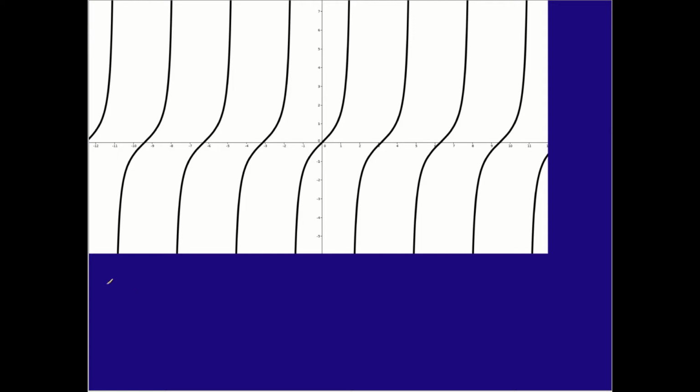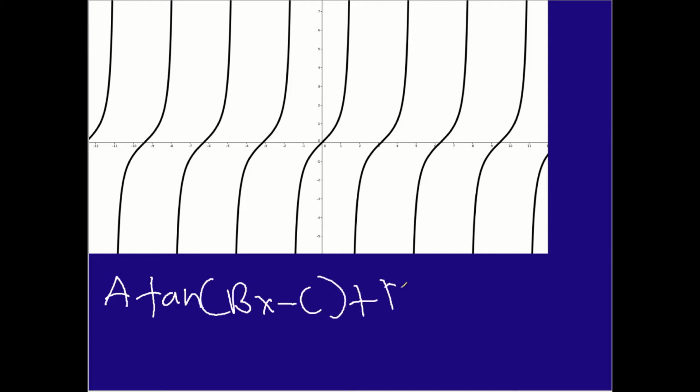So here's the terms. We have a, then we have tangent, and then inside that we have the quantity of b times x minus c, and then outside that plus d. These are all the different pieces of the tangent function, and of course all this should look familiar because it's just like the sine function, except the function here, the tan, was different.